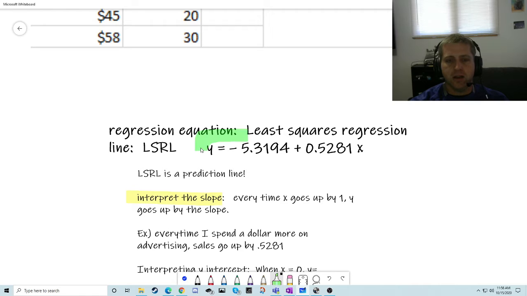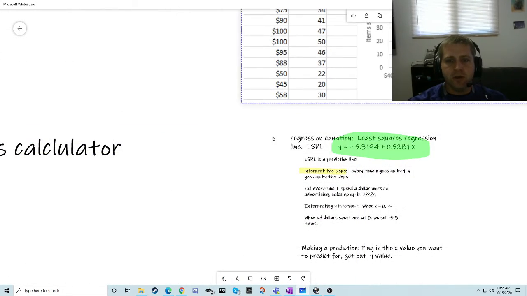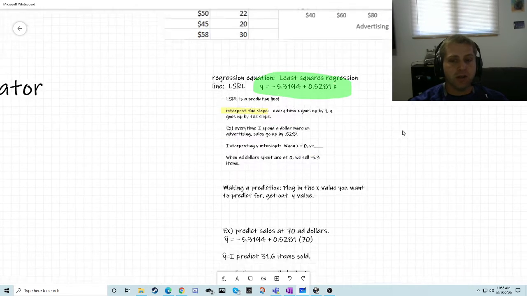I'm going to highlight it. So that's the least squares regression line for this data up here. So I'm going to make a prediction based on that line. And I'm actually going to show you how to draw this line.